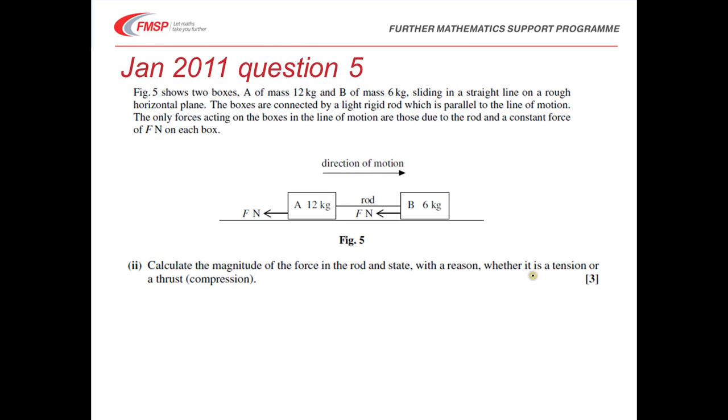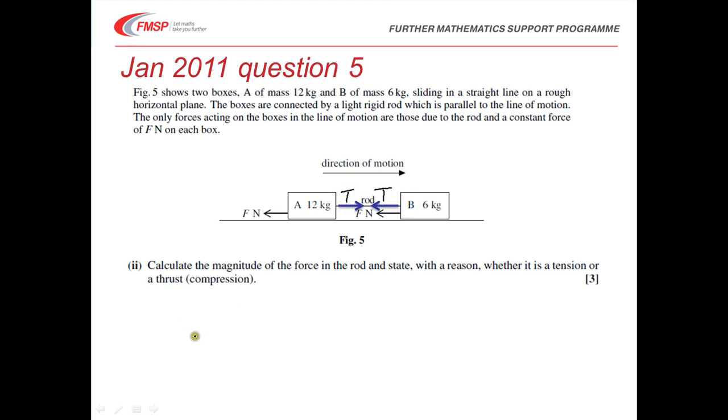Moving on to part 2, I've repeated the diagram here. We have to calculate the magnitude of the force in the rod and state with a reason whether it's tension or thrust. To label that force on the diagram, I always assume it's a tension. You might assume it's a thrust. You have to make a decision one way or the other. So I'm going to assume that these are both tensions, so there'll be a tension acting backwards on B and forwards on A. So we'll put those on.